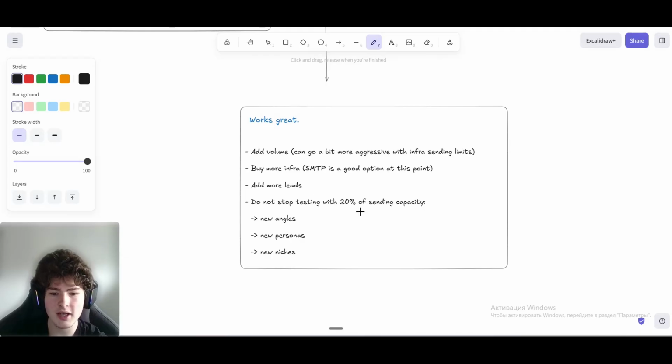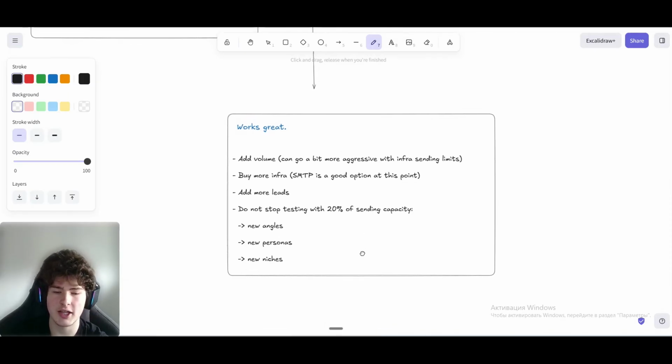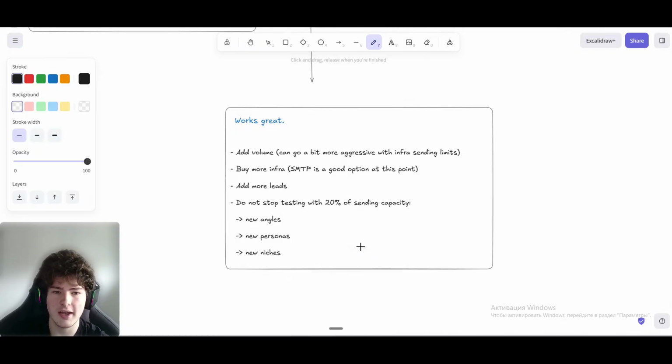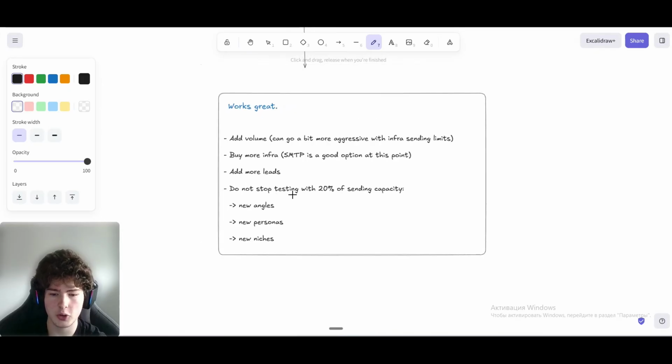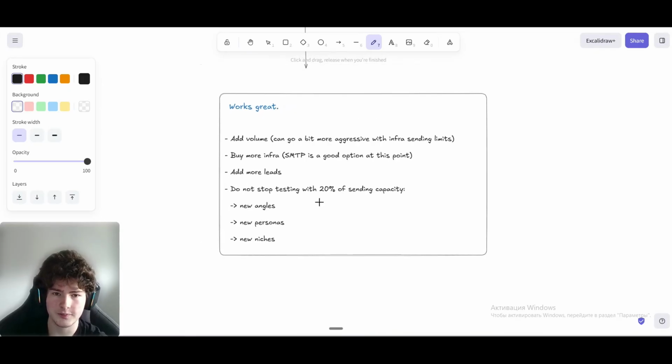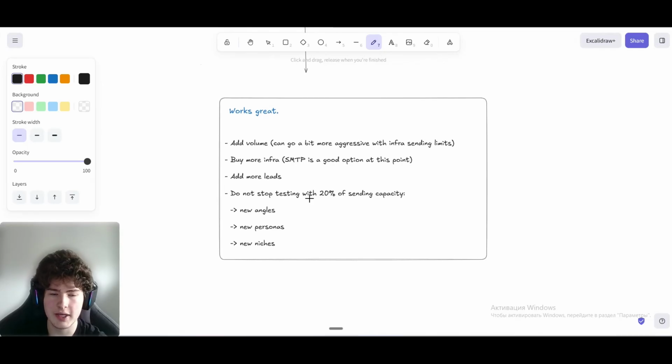You can add more leads, and still you don't want to stop testing with 20% of your sending capacity: new angles, new personas, new niches, just because the campaign that you're running right now won't work the whole time, right? It stops working because of market sophistication, the market moves, buyers get sophisticated, more educated, and everything changes. So you always want to be testing, because when your current campaign playbook stops working, you have to understand what exactly you're going to do next, and not just be lost. You know what I mean?